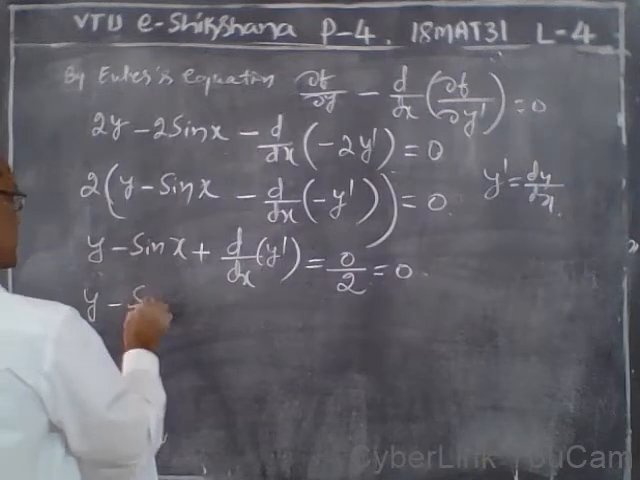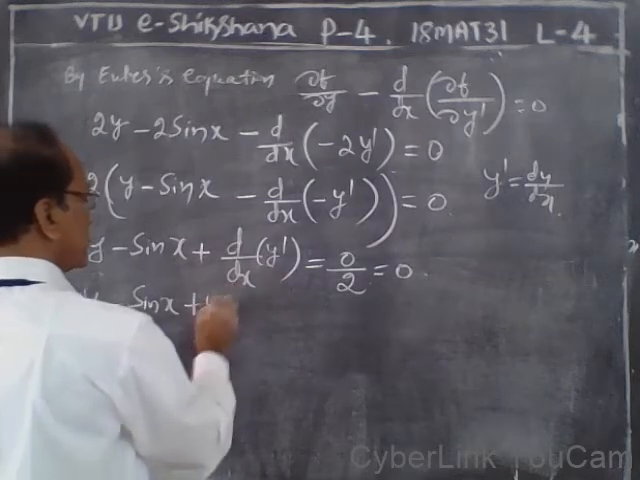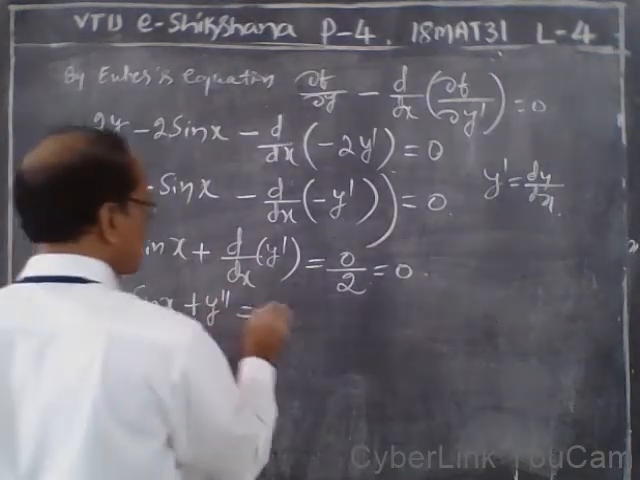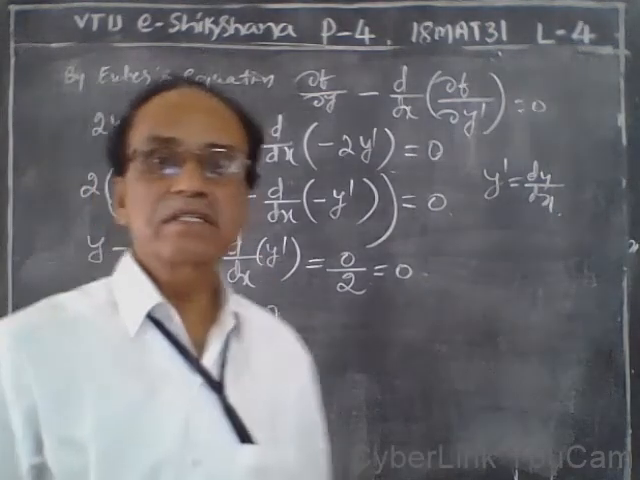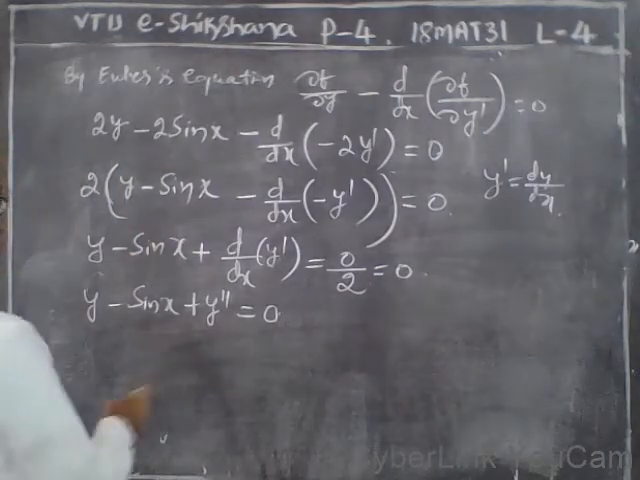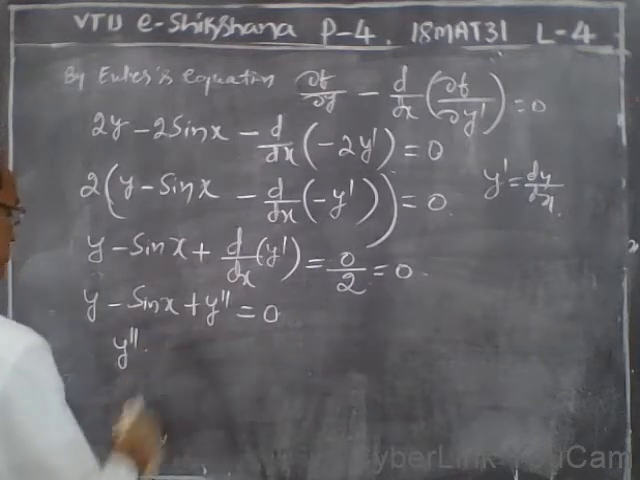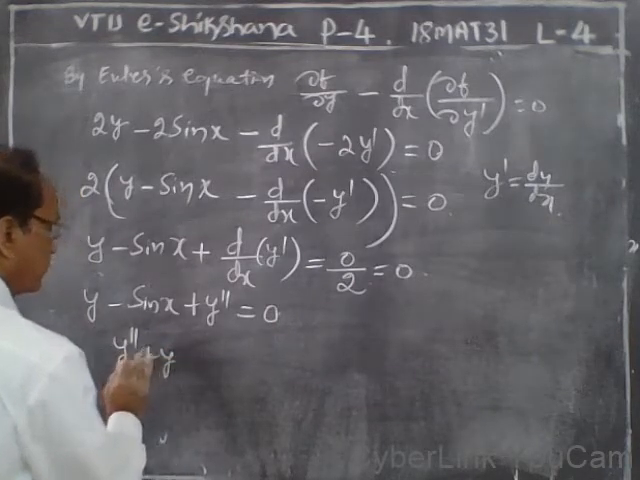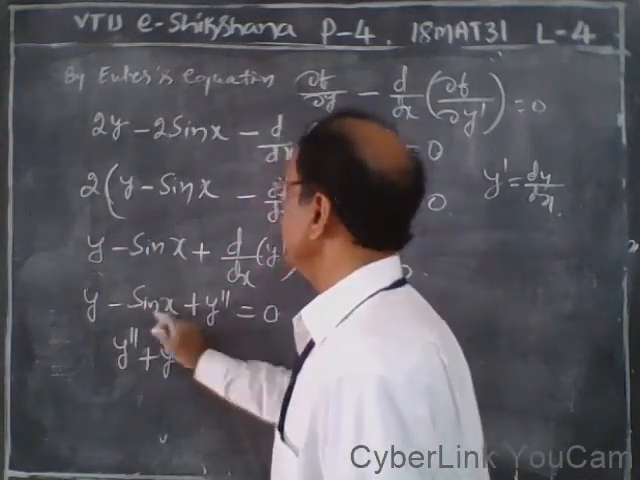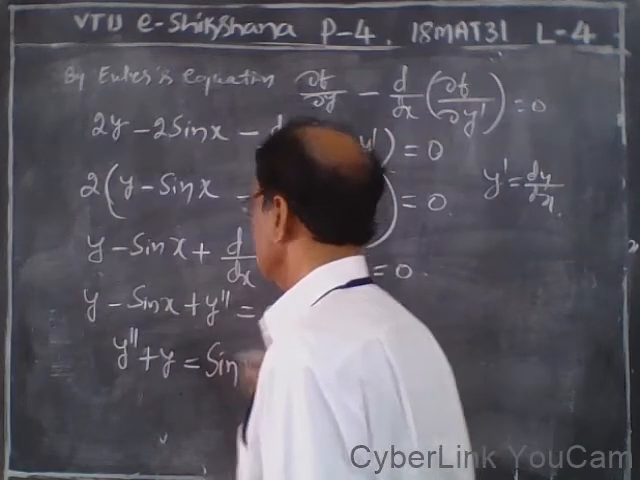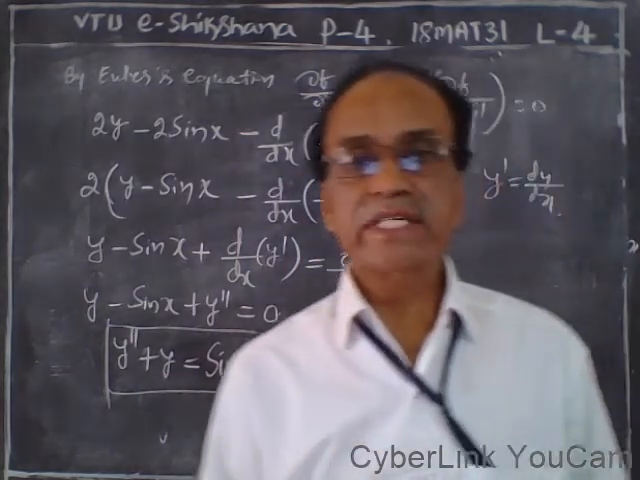Then y minus sin x plus d by dx of y dash, which is y double dash, is equal to 0. So finally what we got is a differential equation of the second order. Let us write it like this: y double dash plus y equals sin x. We have to solve this differential equation, taking the independent variable term to the right side. This is a second order differential equation with constant coefficients.